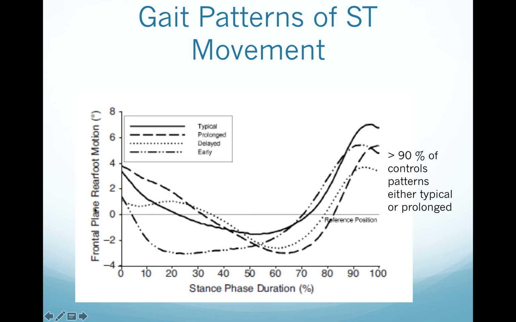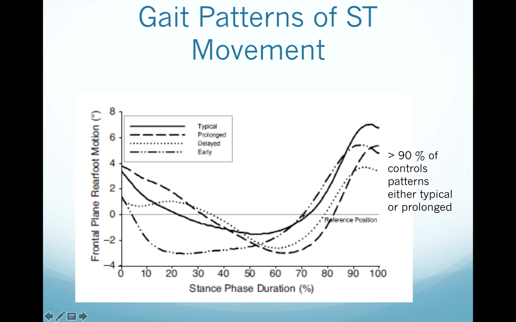So we look at gait patterns across a large number of subjects. There's essentially 4 typical patterns that have been shown statistically. And again, here we have the frontal plane motion on the y-axis and then the stance phase of gait on the x-axis, where 0 is heel strike and 100 is toe off.